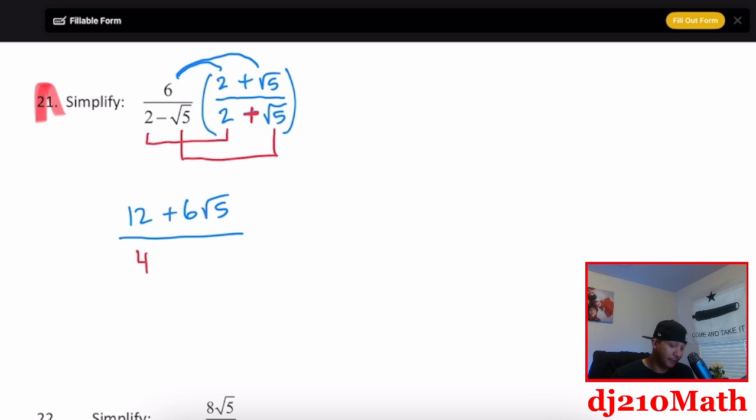So negative root 5 times positive root 5. Negative times a positive is a negative. Root 5 times root 5, okay, 5 times 5 in this case is 25. Square root of 25 is just 5. So when you're multiplying square roots and the inside parts are the same, in this case root 5 and root 5, the answer is just the inside part. So simplifying the bottom, 4 minus 5 is negative 1. The top, there's nothing we can do.